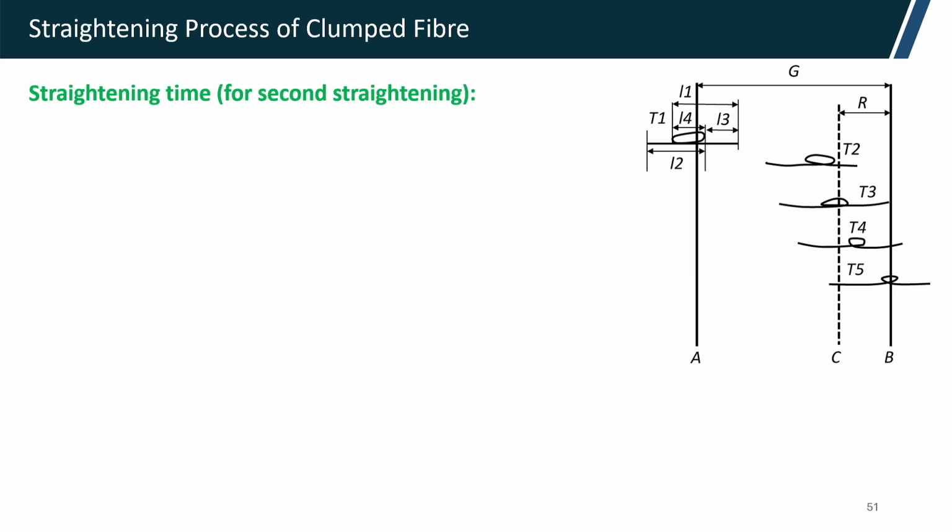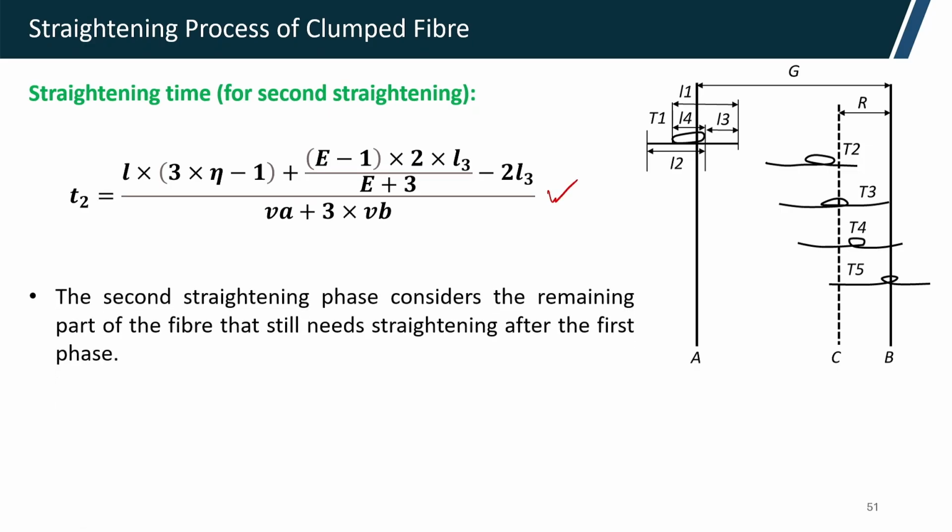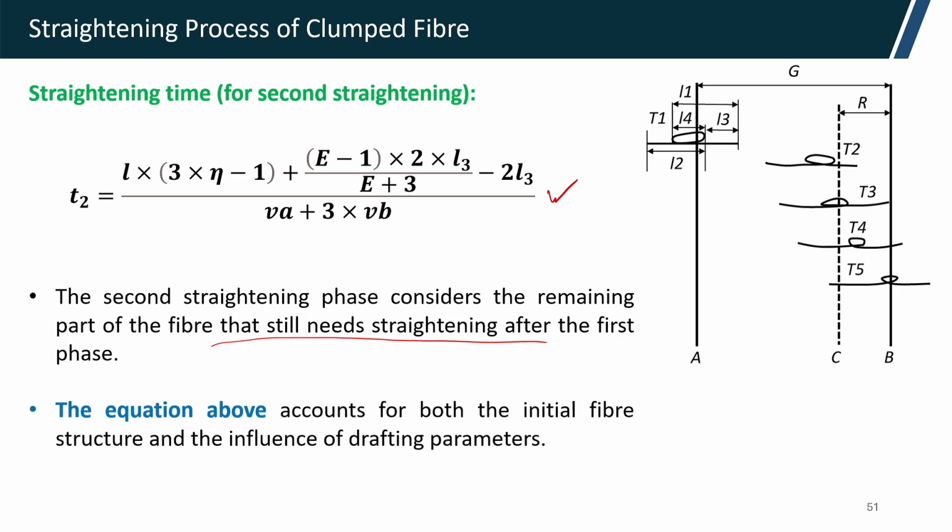Straightening time for the second stage, this is the straightening time here, which is the second stage straightening time phase. It consists of the remaining part of the fiber that still needs straightening after the first, partial phase. The equation above accounts for both the initial fiber structure, that is eta, and the influence of drafting parameters, that is E, the drafting parameter.